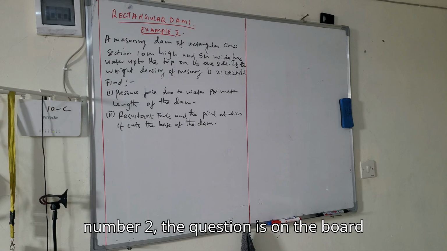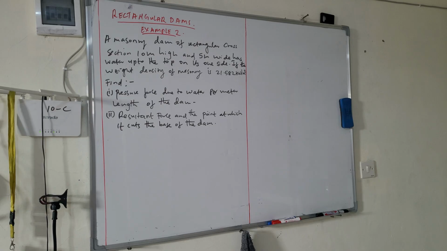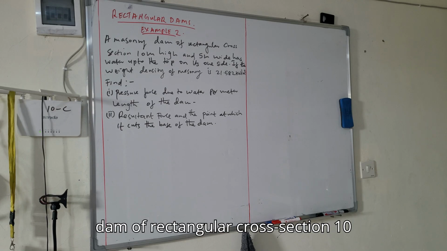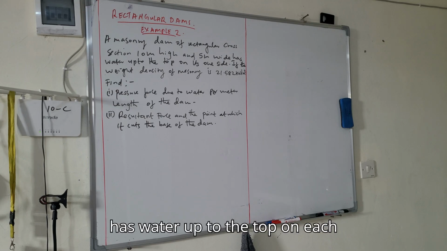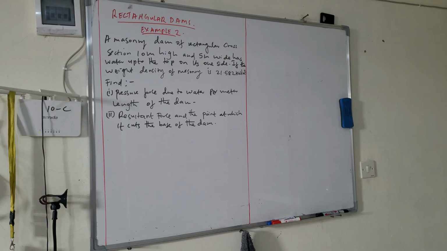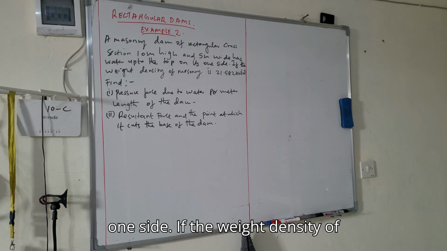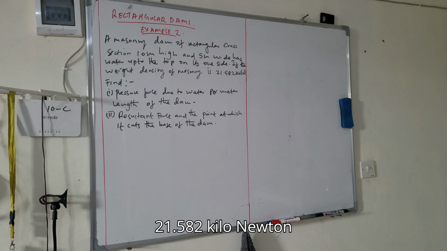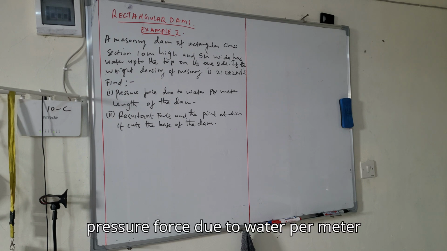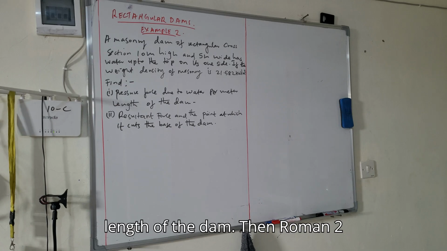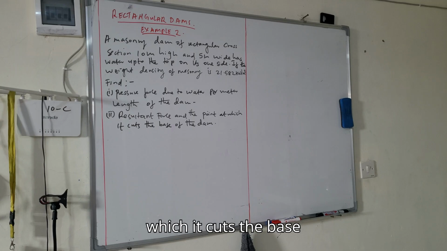Example number 2, the question is on the board, and I will read the question. A masonry dam of rectangular cross-section 10 meters high and 5 meters wide has water up to the top on its one side. If the weight density of masonry is 21.582 kilonewton per meter cubed, find Roman 1, pressure force due to water per meter length of the dam. Then Roman 2, resultant force and the point at which it cuts the base of the dam. So solution.